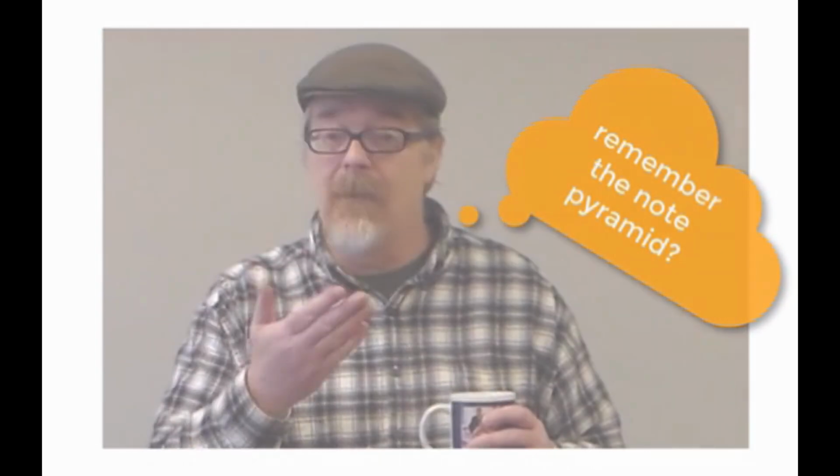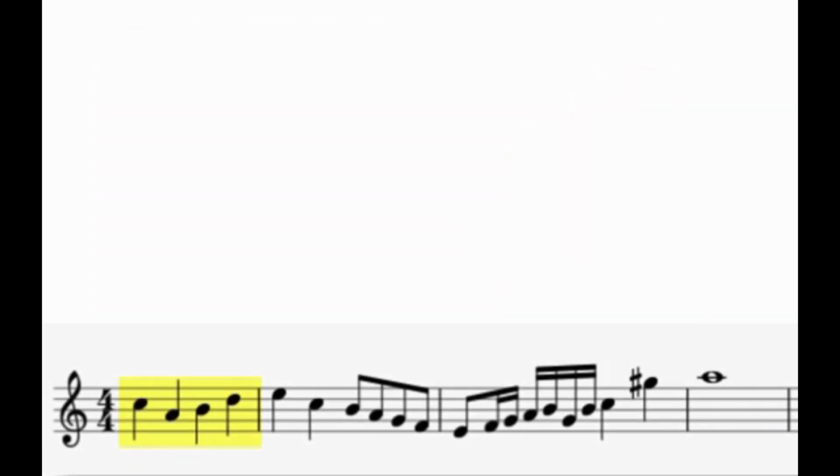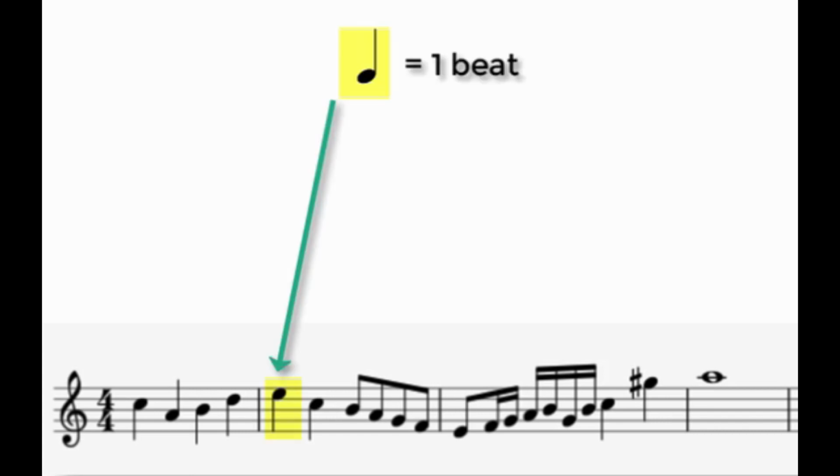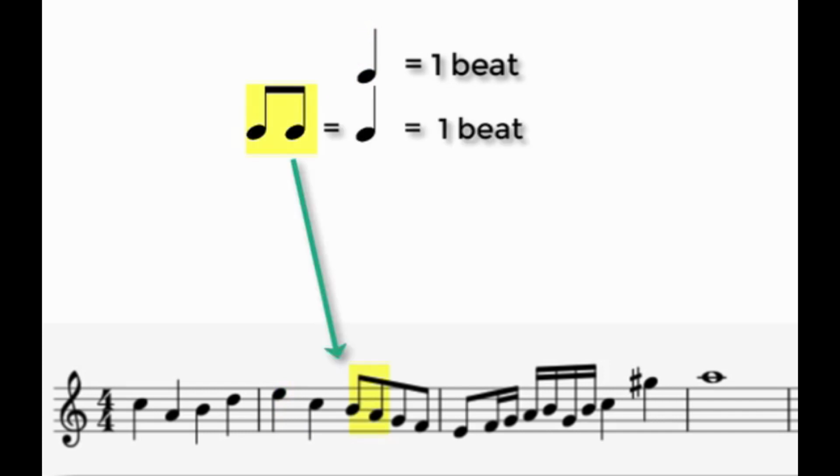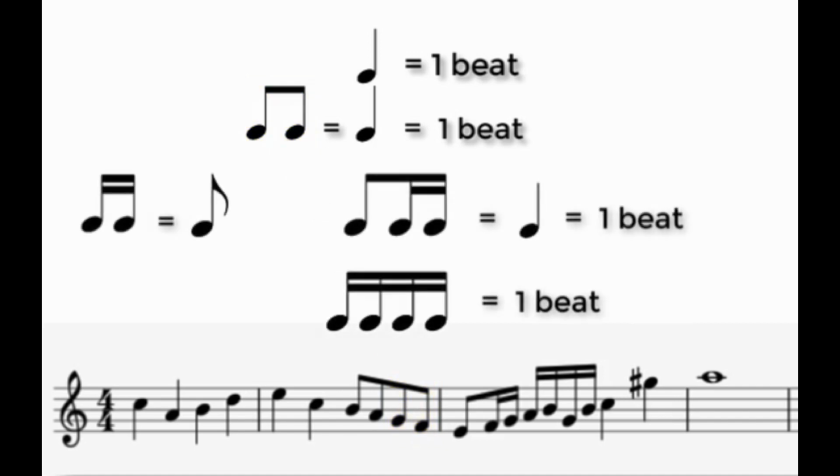So for instance, take a look at measure 1. Do you see the 4 beats there? 4 quarter notes? Now take a look at measures 2 and 3. See if you can see where the 4 beats are hiding. Remember, a quarter note is worth 1 beat. And 2 eighth notes equal a quarter note. So 2 eighth notes are equal to 1 beat. 2 16th notes equal 1 eighth note. So if you have an eighth note and 2 16th notes, that's a beat. And then 4 16ths equals a beat.